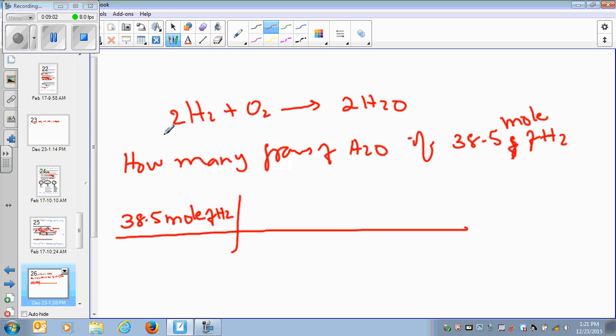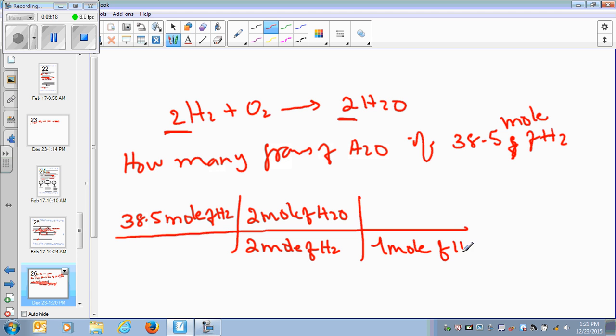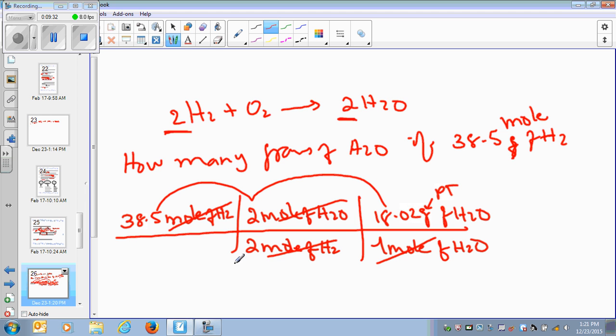Now I apply the molar ratio. 2 moles of hydrogen is yielding 2 moles of water. So then, how many grams of water? I know that 1 mole of water is 18.02 grams of water. And where did I get this from? The periodic table. So moles of water get cancelled, moles of hydrogen get cancelled. You multiply the 3 numbers and you divide by this. And that is your answer. That's all the stoichiometry is about.